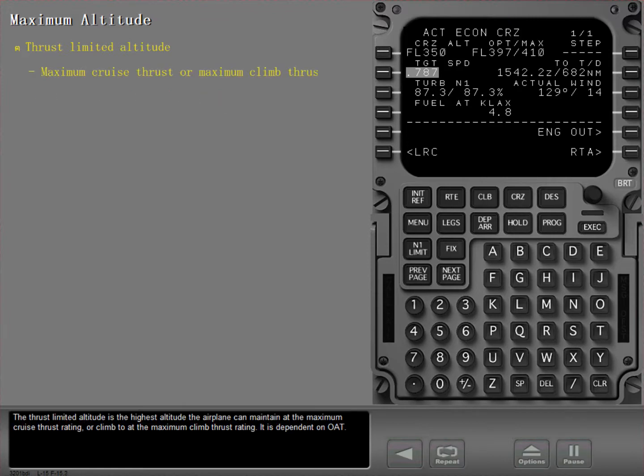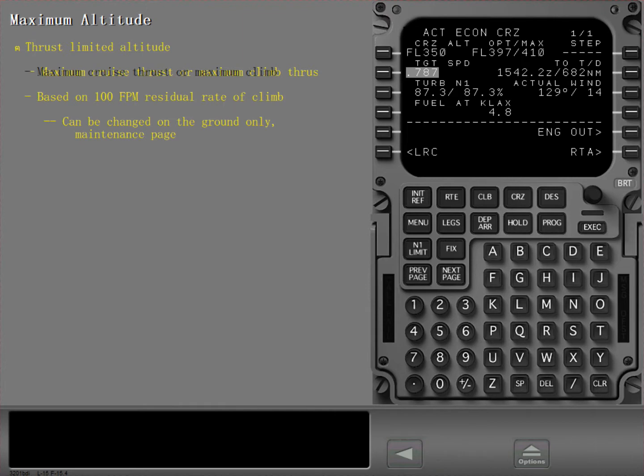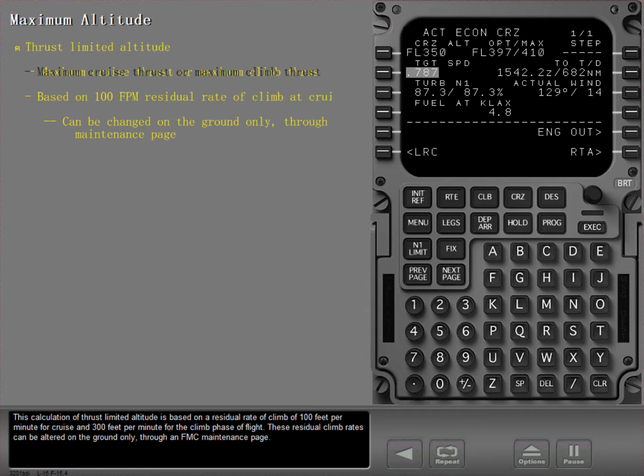The thrust limited altitude is the highest altitude the airplane can maintain at the maximum cruise thrust rating or climb to at the maximum climb thrust rating. It is dependent on OAT. This calculation of thrust limited altitude is based on residual rate of climb of 100 feet per minute for cruise and 300 feet per minute for the climb phase of flight. These residual climb rates can be altered on the ground only through an FMC maintenance page.